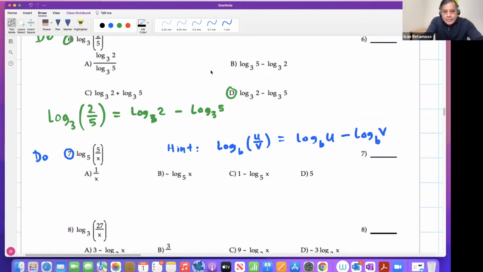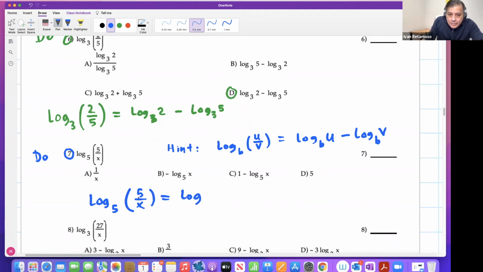Gabriela, excellent, good work. So basically, what will be log base 5 of 5 over x? We're going to use this when we solve logarithmic equations. According to the quotient rule, this is log base 5 of the numerator 5 minus log base 5 of the denominator x, right?